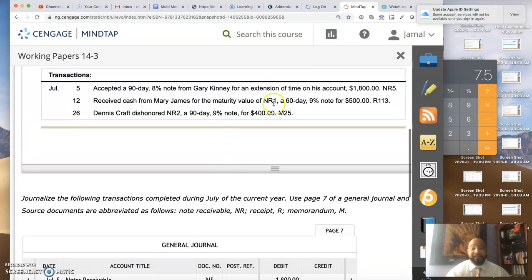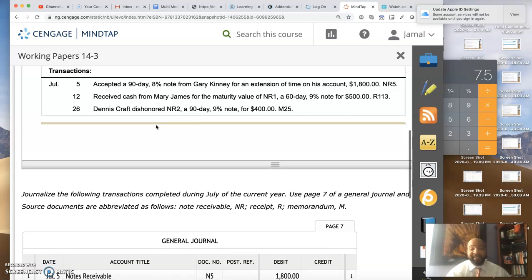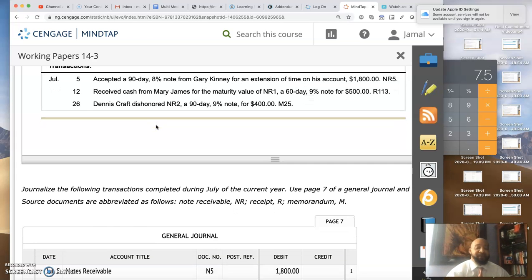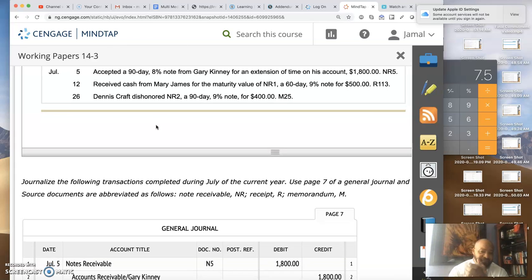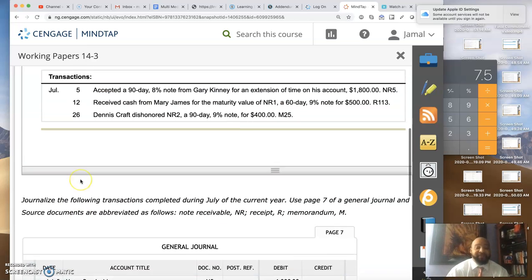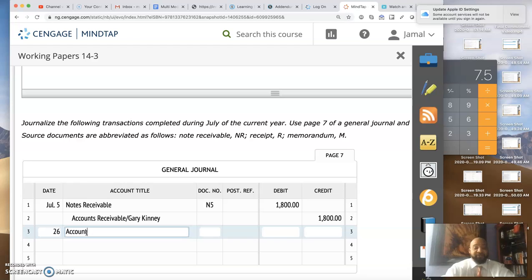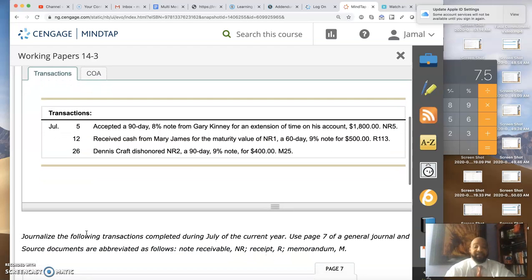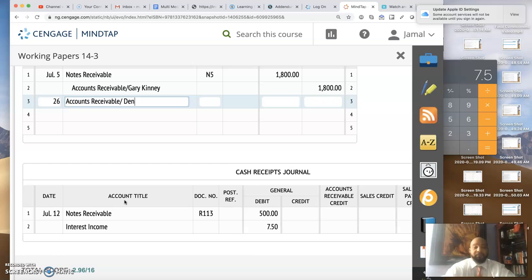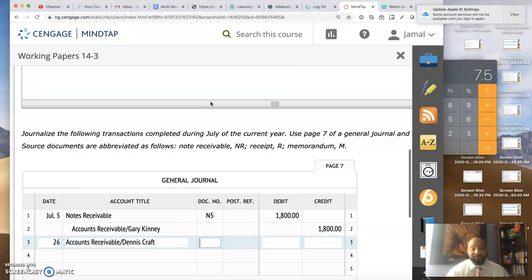Let's go back up. We did the 5th. We did the 12th. Let's do the 26th. There was a dishonored notes receivable, a 90-day, 9% note for $400. So when we have a dishonored note receivable, they still owe us that money. And since it's no longer a note, we're going to put all that money back into the accounts receivable. So let's go to the date first. What's the date on this? The date is the 26th. So we've got to put it into the accounts receivable. Who is this that owes us all this money now? Dennis Kraft. What document told us this? It was Memorandum 25.